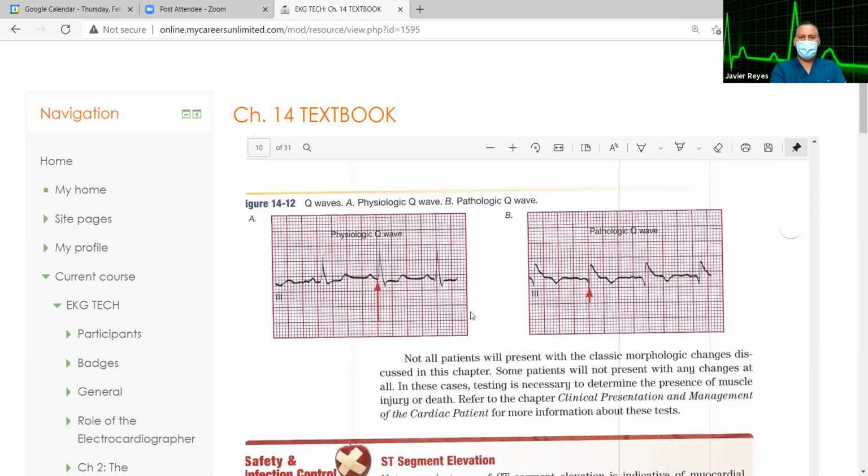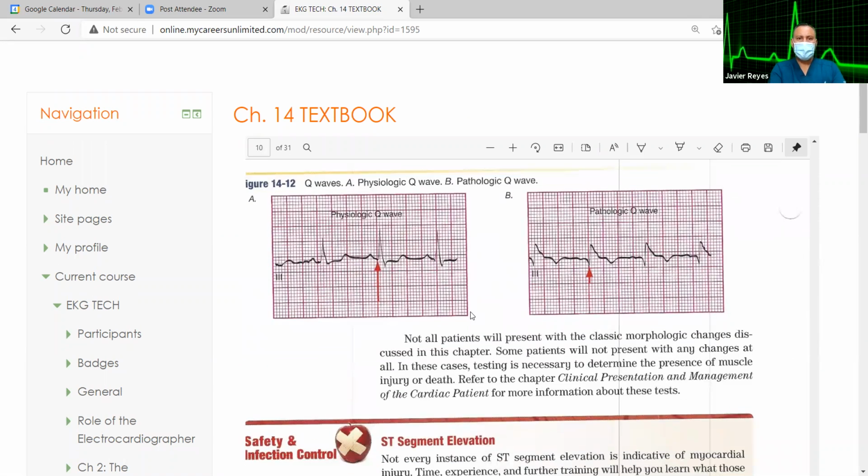Okay, on figure 14.12, you see examples of a physiologic and a pathologic Q wave. You notice the physiologic Q waves are very, very small, usually one little square deep. On the other side, you have a pathologic Q wave, which doesn't look that big, but when you look at it closely, if it's more than 1/3 of the height of the R, then you're looking at a pathologic Q wave. And what does a pathologic Q wave represent? Tissue death.